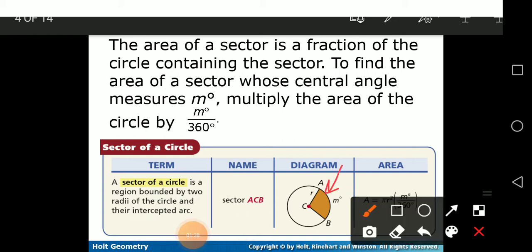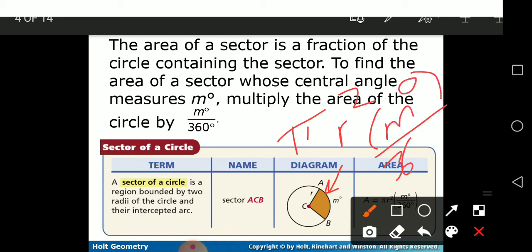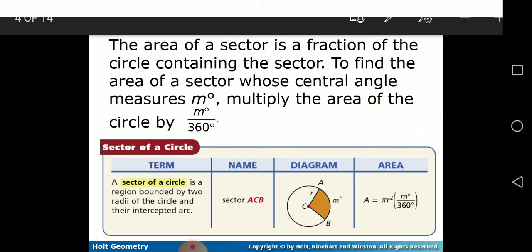What should I do? The area of the circle, as we know, is pi r squared. So I'm going to say pi r squared, not of the whole circle, but of just this sector. So take the measure of this angle over the total 360, the total measure of angles of a circle. So this is much easier, I know.